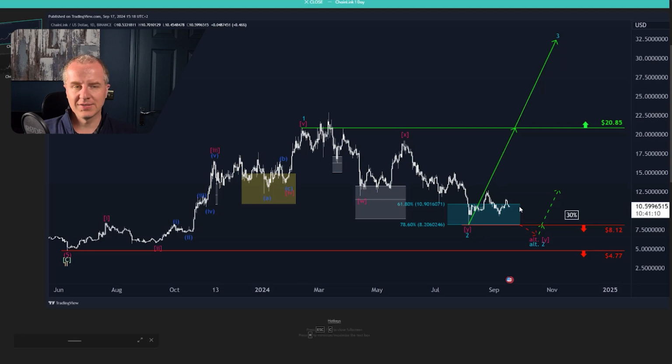Still, I'm not convinced by the structure that we've seen since this August low. It looks corrective. We haven't really seen that impulse, and we need to see a break above this green line here around $21. Whether it's a little bit above it, a little bit below it, it needs to be a convincing break. So it's always a little bit of a range, right?